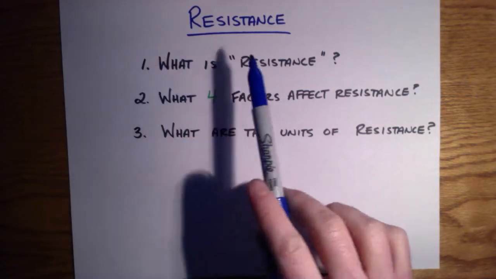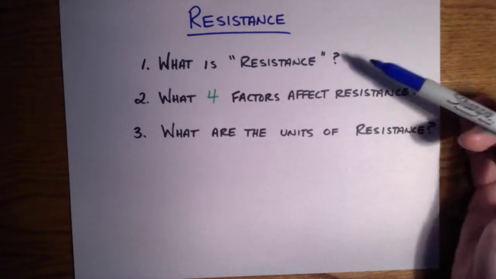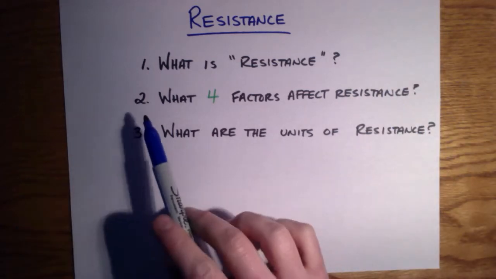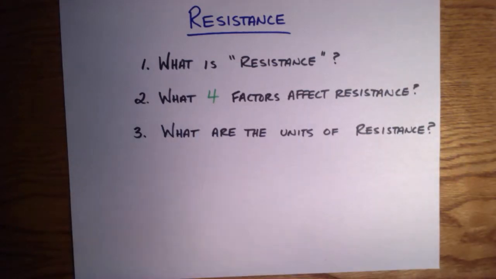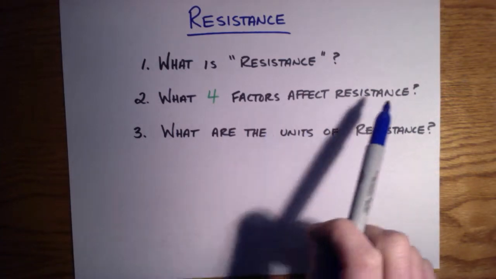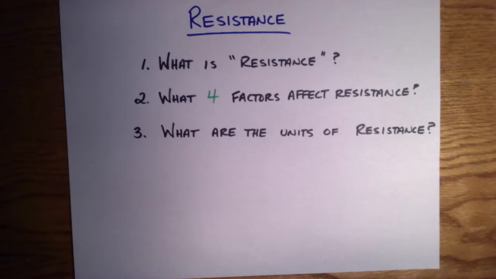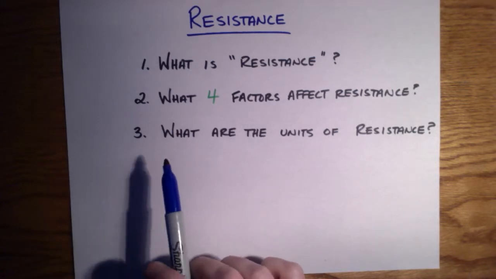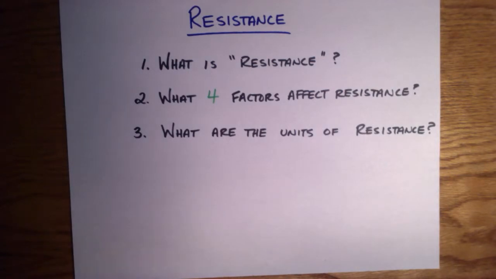The first being, what exactly is resistance, specifically as it pertains to a circuit? The second being, what are the four factors that affect the resistance of a material or of an object? So how can you actually affect how much resistance or how little resistance you can generate? And the last question would be, what are the units of resistance? What's the variable? What do we measure it in? So we can start to actually analyze some problems related to this.